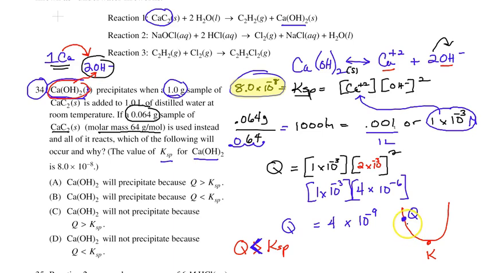And therefore, it's going to want to go forward. And when it goes forward, we're going forward in this reaction. We're not going to see any precipitate. We're going to see free ions. Only when the Q gets equal to K and past do we see some precipitate. So we would say, calcium hydroxide will not precipitate because Q is less than K. All right? And that's all we're doing here is evaluating that.